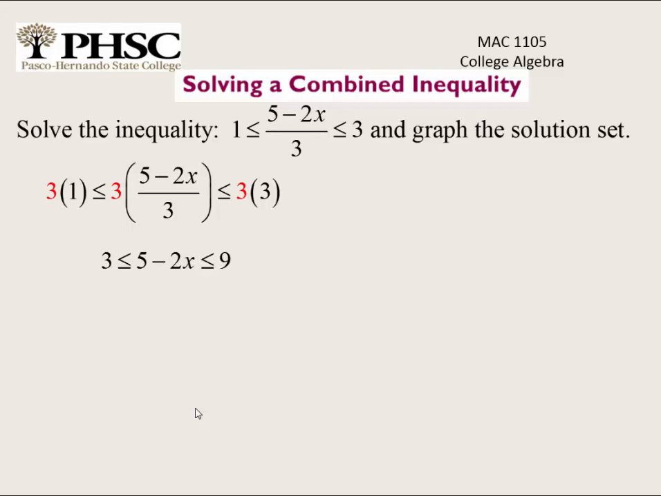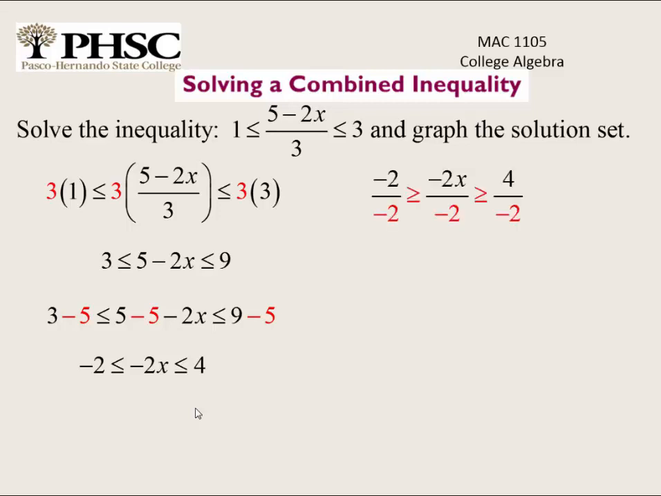So now we're going to subtract 5 from the left side, the middle, and the right side. And when we do that, we end up with negative 2 is less than or equal to negative 2x, less than or equal to 4. So now we're going to divide all three sides, the left, the middle, and the right, by negative 2. And then the inequality symbols change.